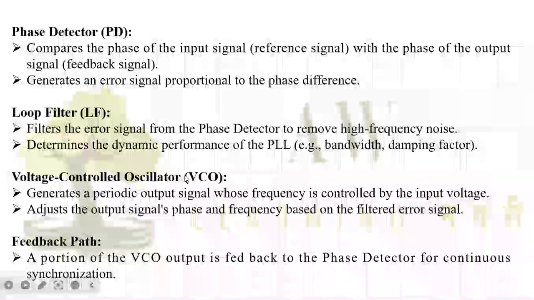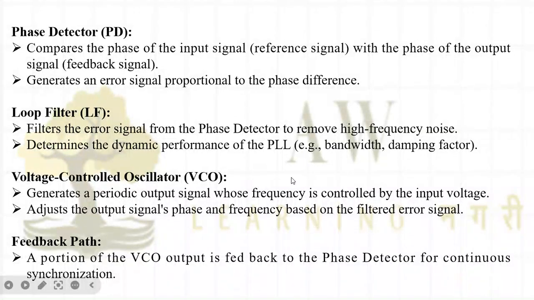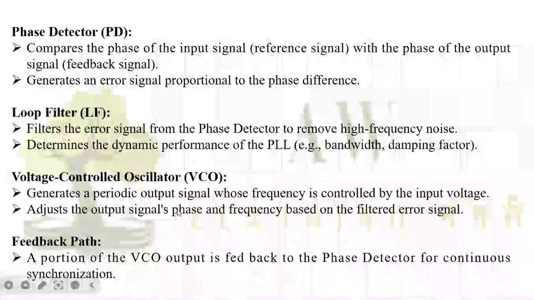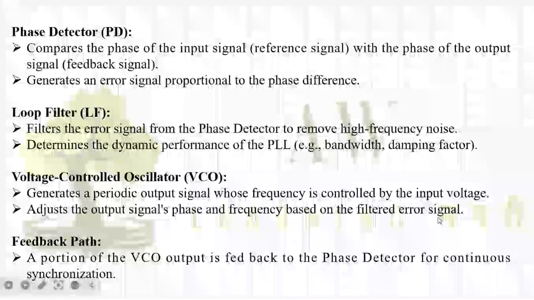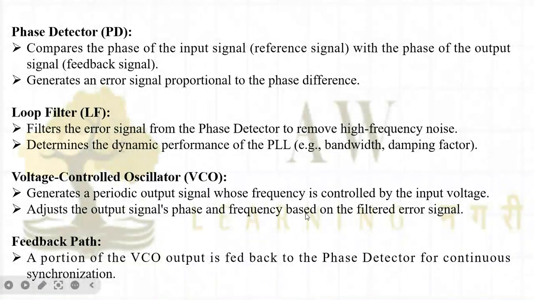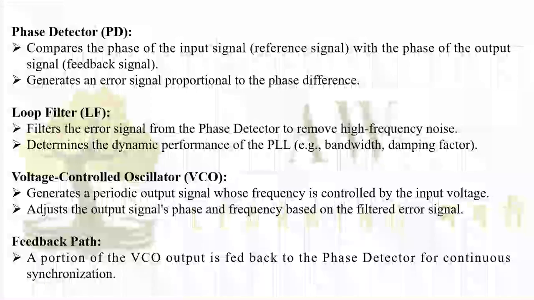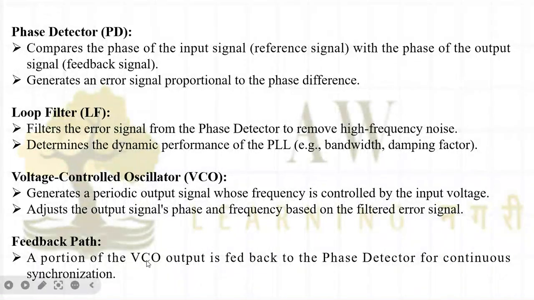Then there is the voltage control oscillator. It generates a periodic output signal whose frequency is controlled by the input voltage. It adjusts the output signal phase and frequency based on the filtered error signal, gives the corresponding output, and the same signal is used for feedback as well. Then there is the feedback path, which is a negative feedback.